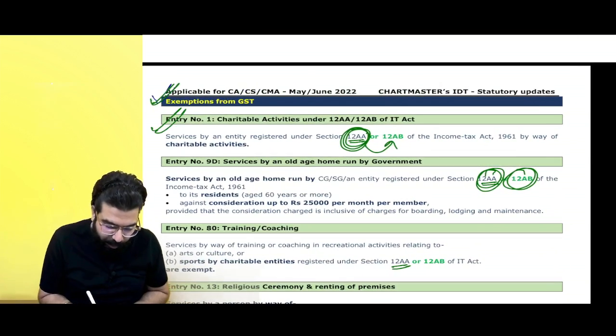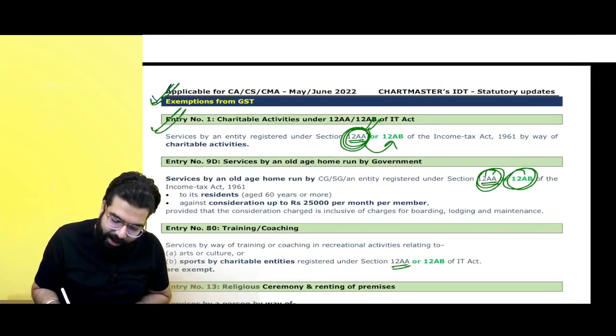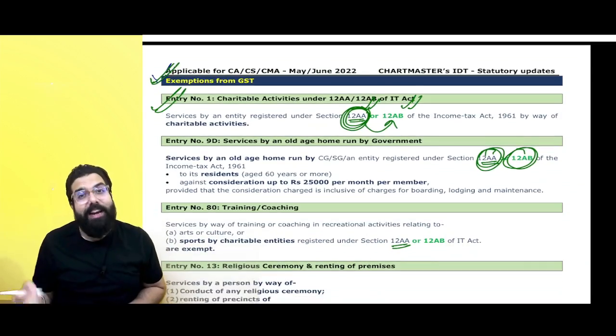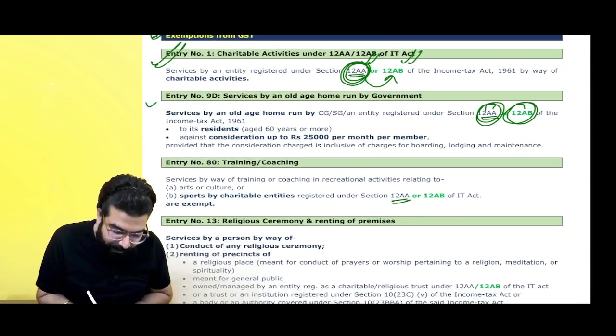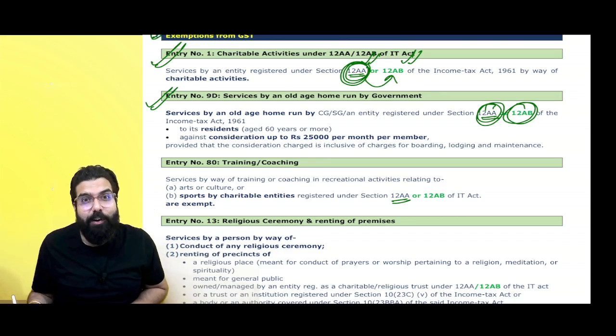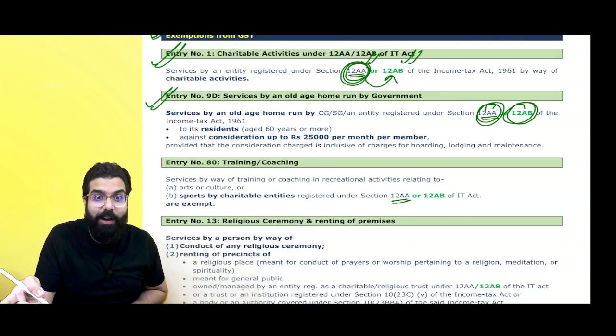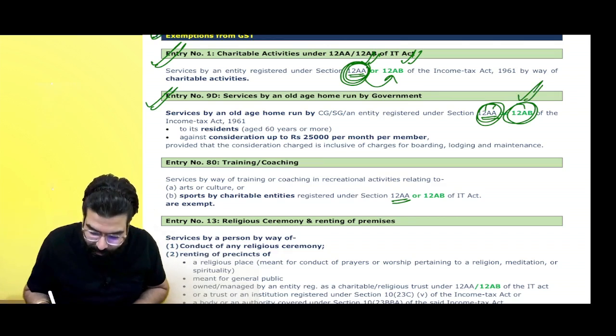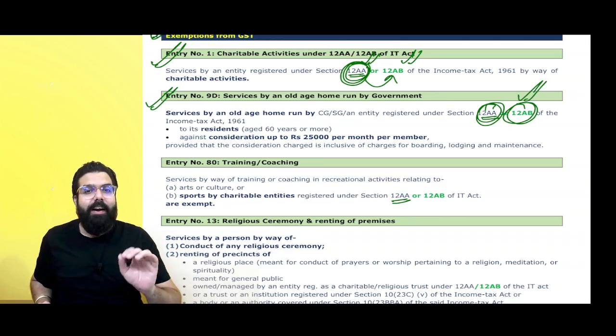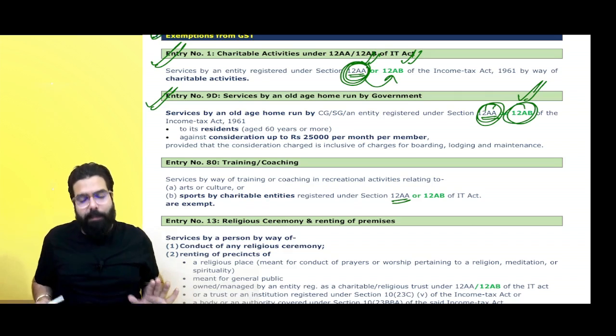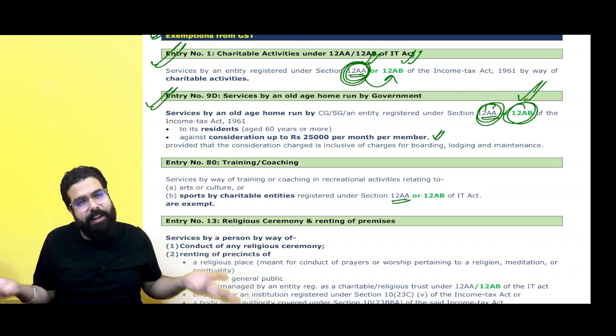Point is clear. So if you are an entity registered under 12AA or 12AB and doing charitable activity, exempt. Sir, if there is an entity which is running an old age home which was registered under 12AA, if the entity is registered under 12AB also, and they are charging up to 25,000 per member per month, then it shall be exempted.